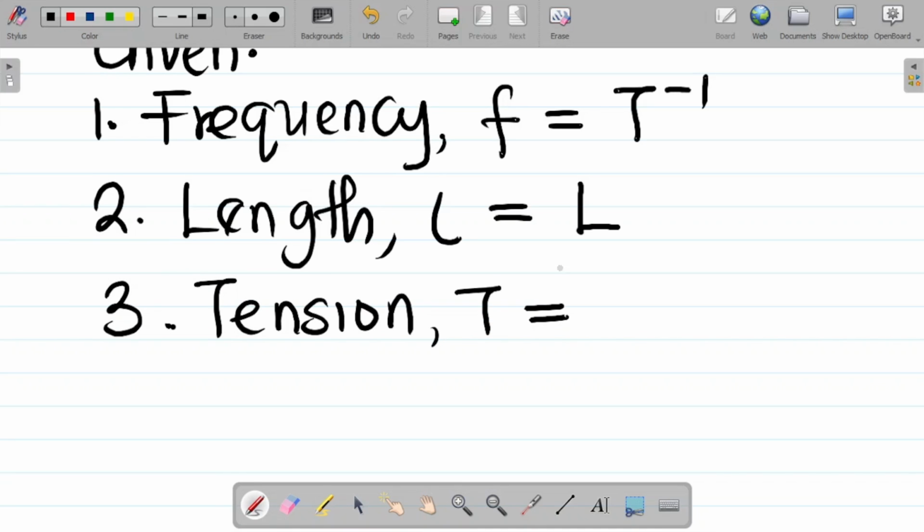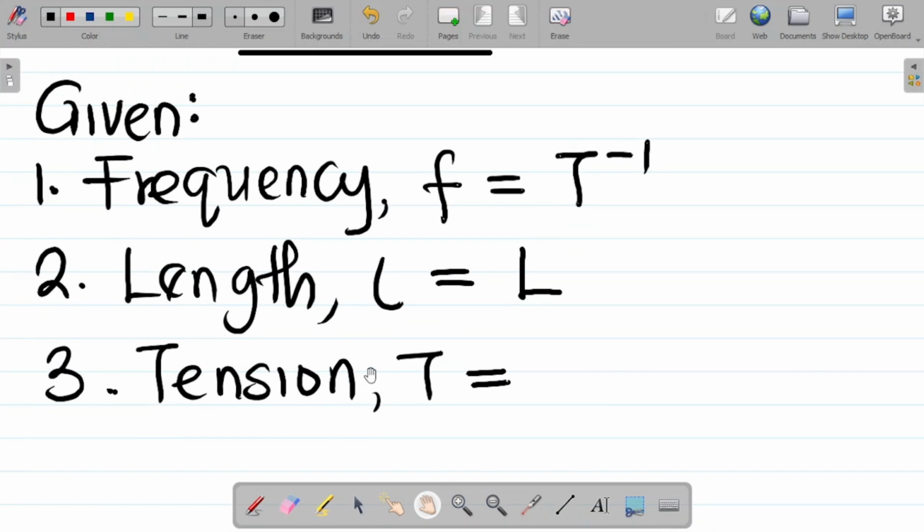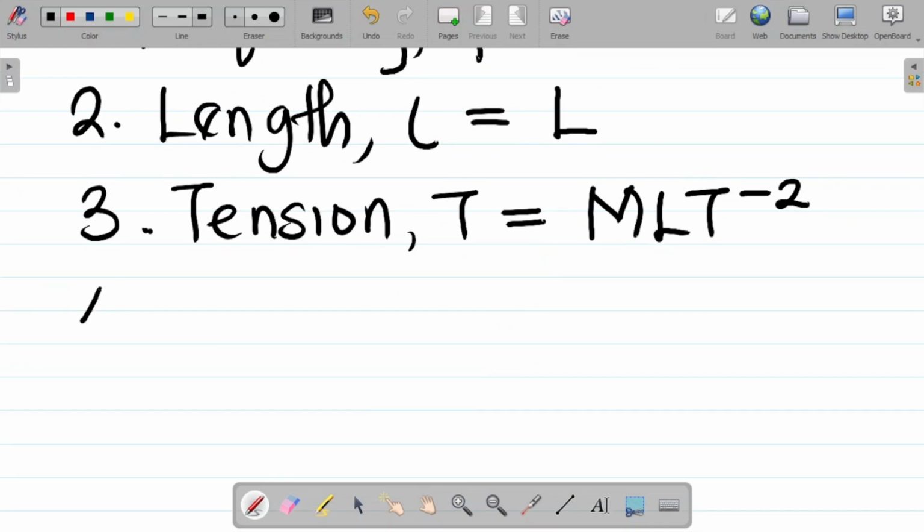Let's get the dimension for tension. What's tension? Tension is the force that exists in a stretched string or rope. So in essence, tension has the same dimension as force. And the dimension of force is equal to MLT to the power minus 2. Again, as I said, we've treated the concept of dimensioning in our previous class. If you missed that class, check the video description for the link to see how we dimension parameters.